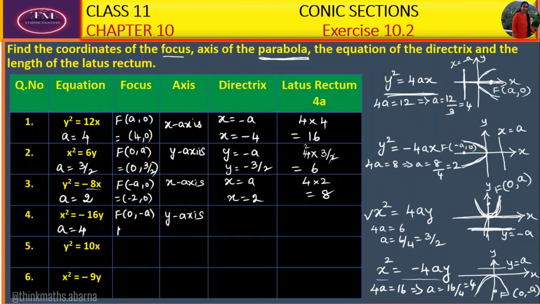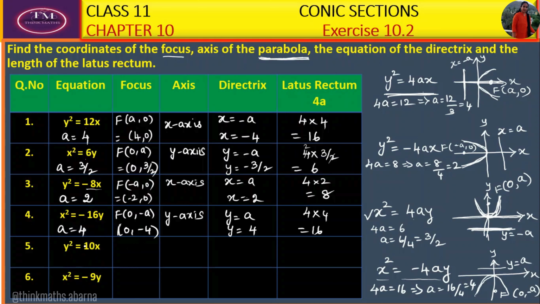So the focus will be 0 comma minus 4 and the directrix for this is on the opposite side. y is equal to a. If the focus is negative, the directrix will be positive. So y is equal to a, that is y is equal to 4 is the directrix. Now the latus rectum is 4 into 4, which is 16. Clear? Okay. So next one, it is y square equal to 10x.